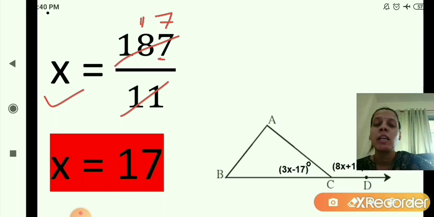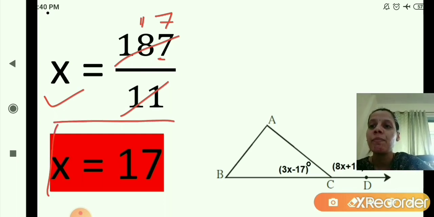Yes, do this division in your rough notebook. 187 divided by 11. The answer is 17, correct. So what is the value of x now? x is equal to 17 degree. Yes, the measure of x is equal to 17 degree. Correct.